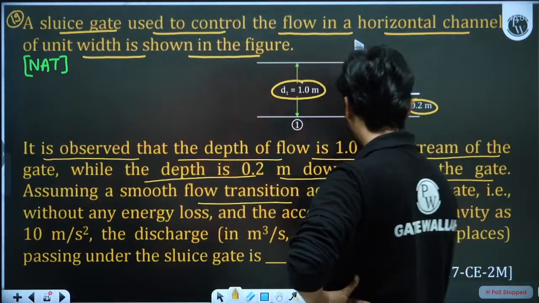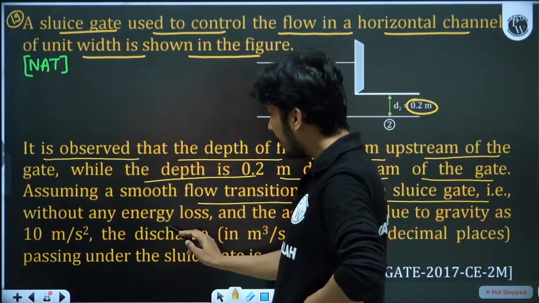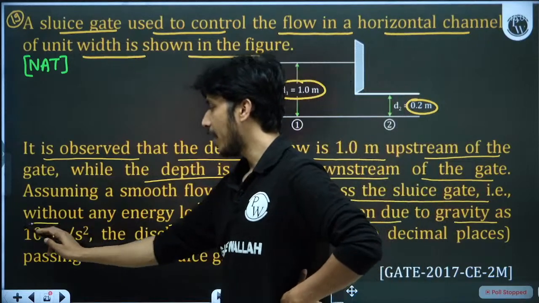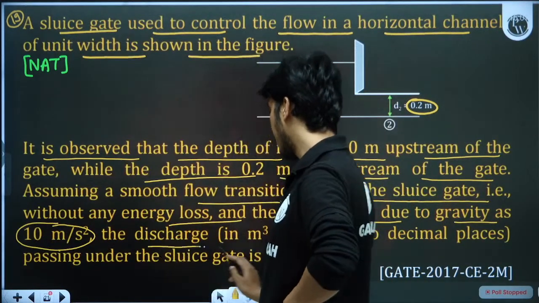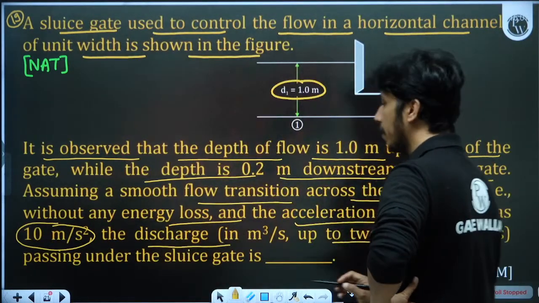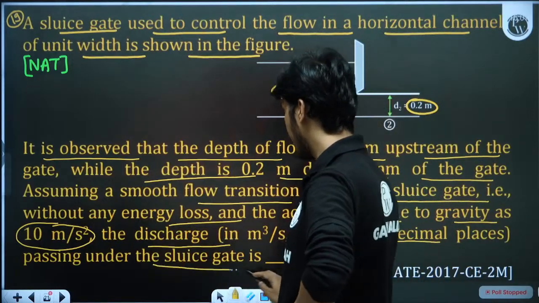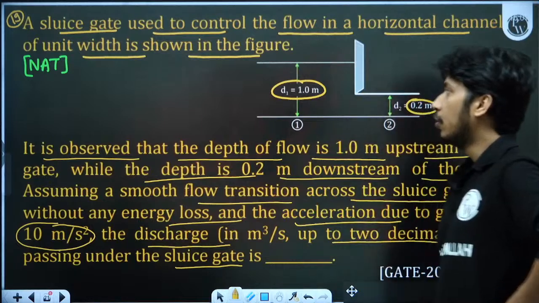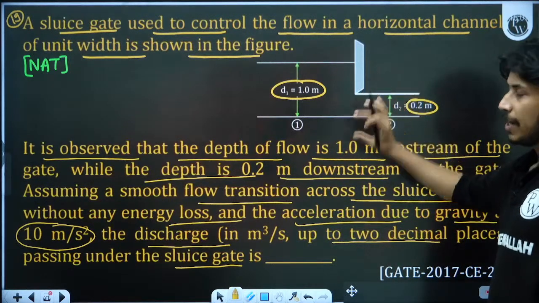Assuming the smooth flow of the transition across the sluice gate without any energy loss, and the acceleration due to gravity as 10 meter per second square, g you have to take 10 meter per second square, the discharge in meter cube per second up to 2 decimal places passing under the sluice gate is asked here.